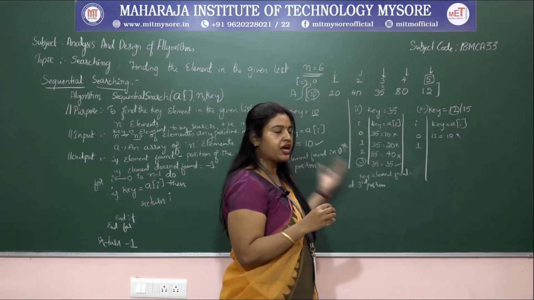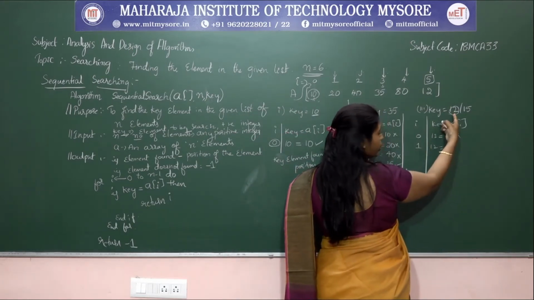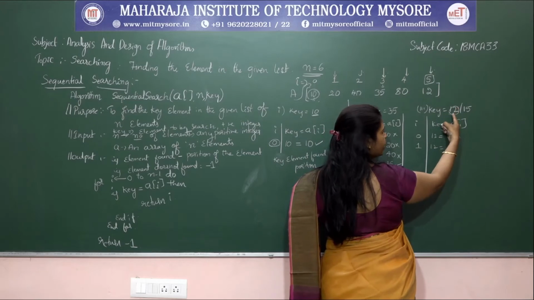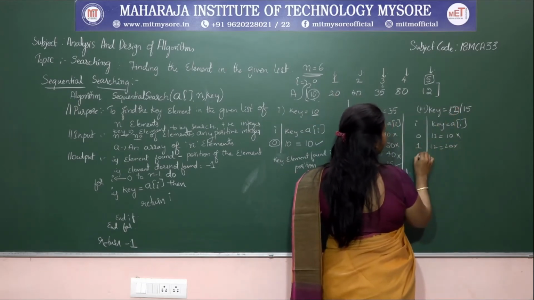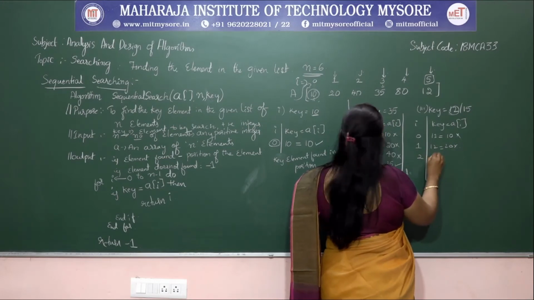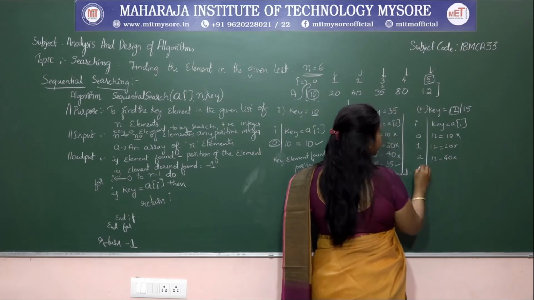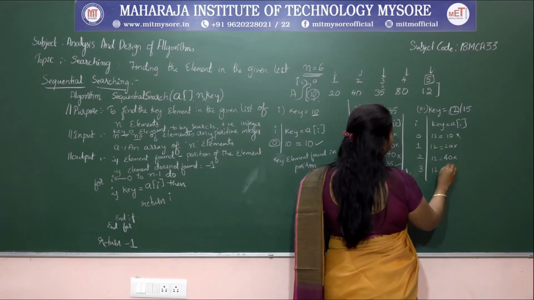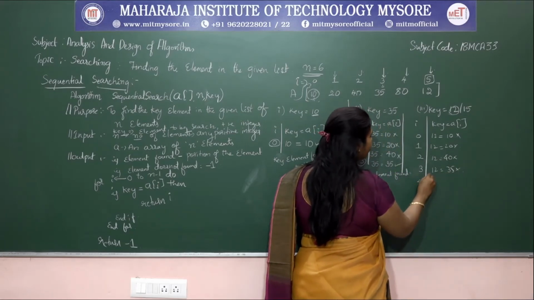So in the next iteration, I gets incremented by 1. So again 12 is equal to the key value, whatever I have taken is 12. 12 is equal to the next position value 20. Again it is false. I gets incremented to 2. So next position value is 40. Again it is false. I gets incremented to 3. 12 is equal to 35. Again it is false. I gets incremented to 4.